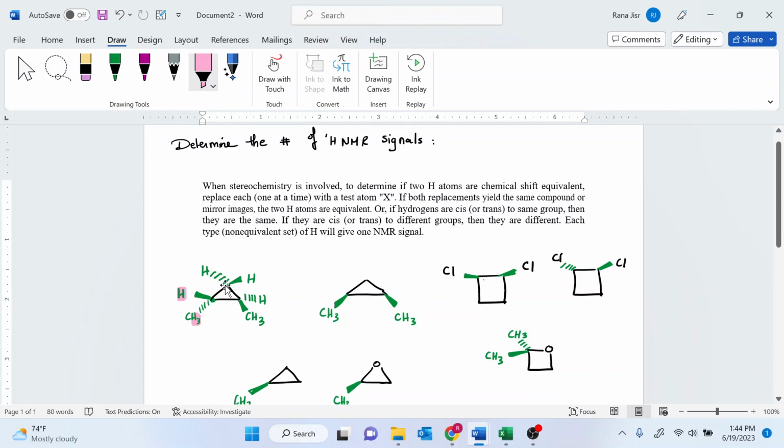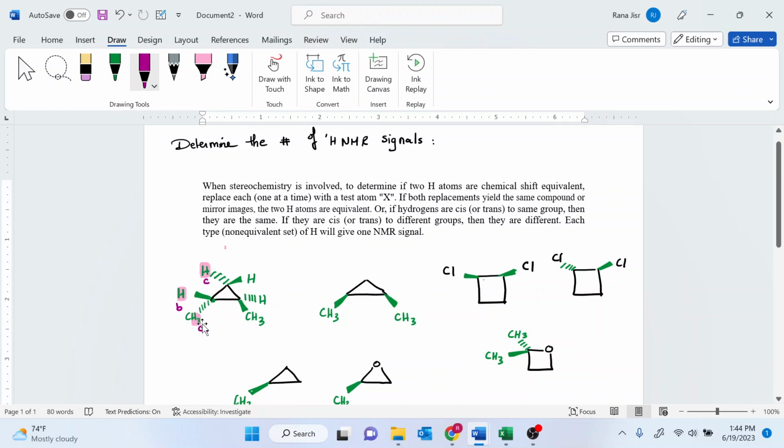And then if I look at the connectivity over here, this hydrogen is connected to a CH3, which is different than this hydrogen over here, which is connected directly to the carbon of the CH3. Then I would end up having this third hydrogen to be different in this case. I'm going to label those as A, B, and C. So far I have three different types of hydrogen. So the first thing that you need to look for is the connectivity.